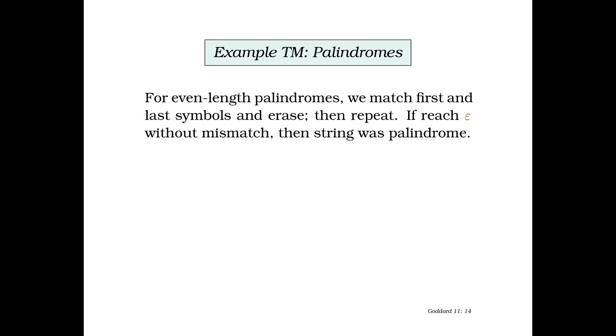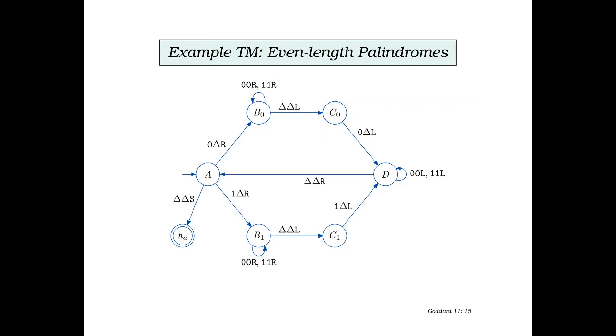Another example is that of palindromes. In palindromes, if it's even length, we first match the two symbols on the side, so the first and the last symbol, and erase them. Then keep repeating. If we reach epsilon without mismatch, it means the string is a palindrome. So in this case it can be solved.